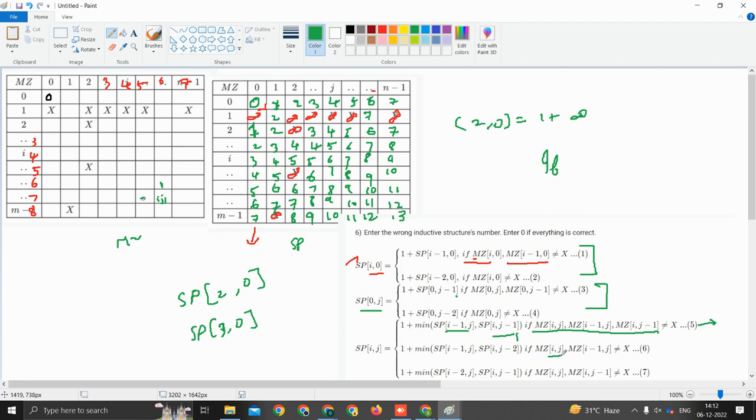So what are they saying? If the current one is not x and the left hand side is not x, and the above one is not x, they take 1 plus the minimum of the above one and the left one. Otherwise, if it is an x, we just put x. You take it from here. Got the point? It's just the same way how we did it.